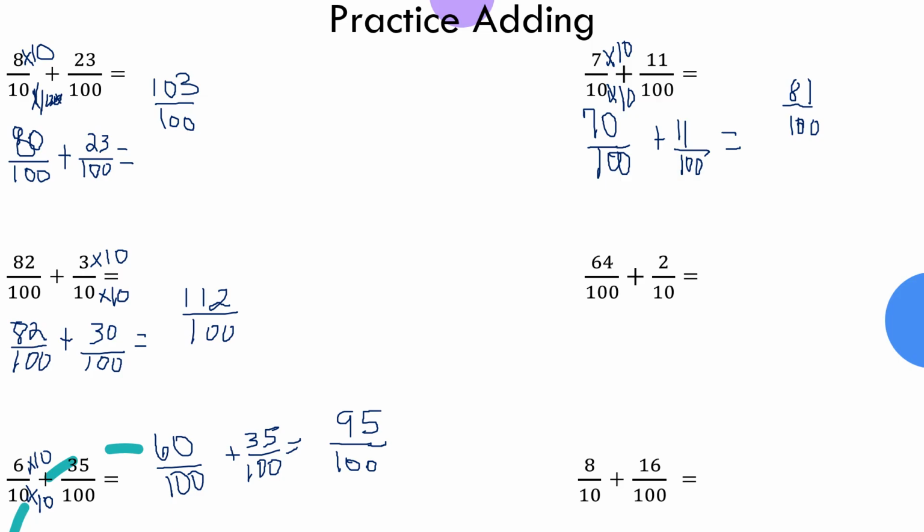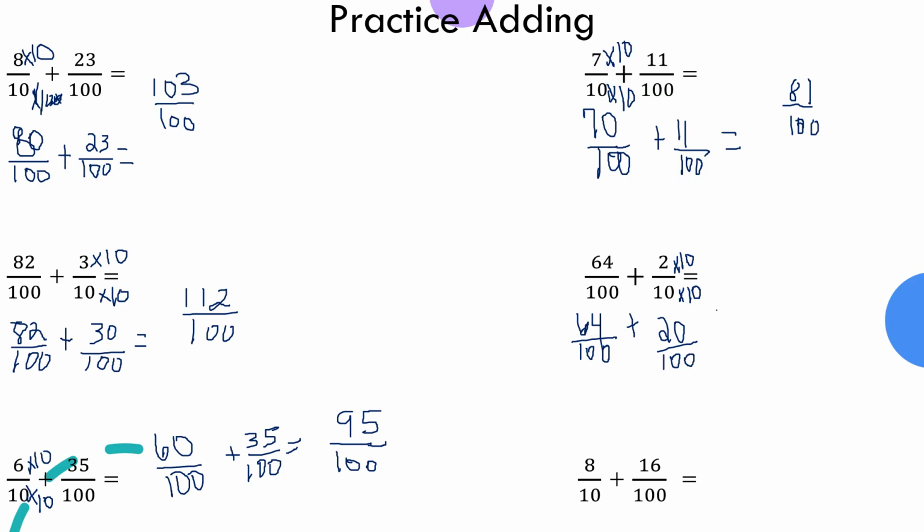The next one, I see that there are different denominators, so I'm going to go over to the 10, multiply by 10. Whatever I do at the bottom, I do at the top. All right, make my new equation, 64 hundredths. Again, that stays exactly the same because it already has the 100, plus my new top number, 2 times 10 equals 20. My new bottom number, 10 times 10 is 100.